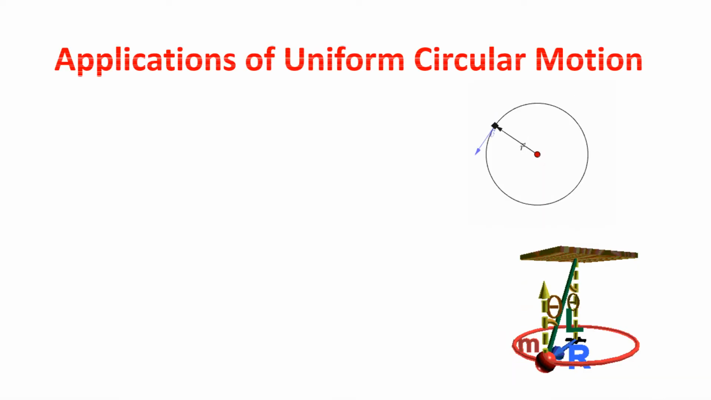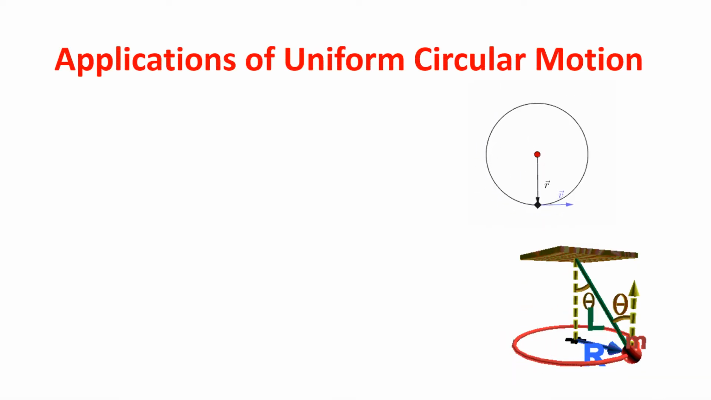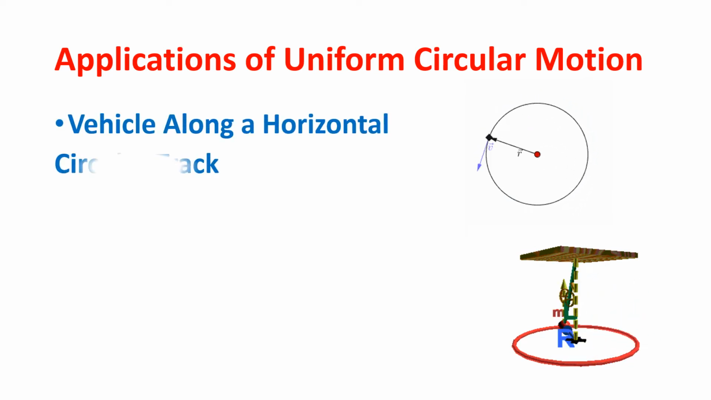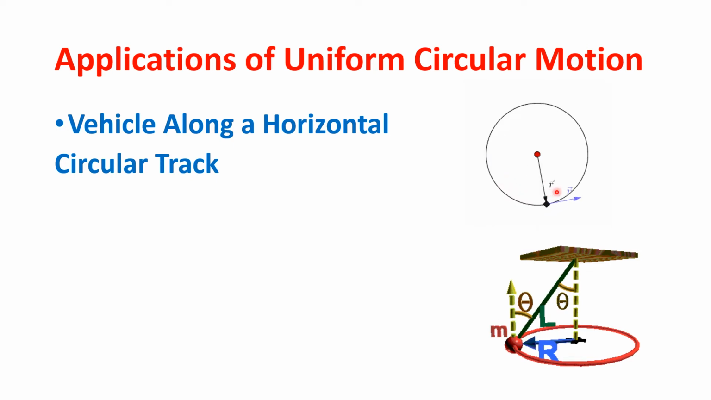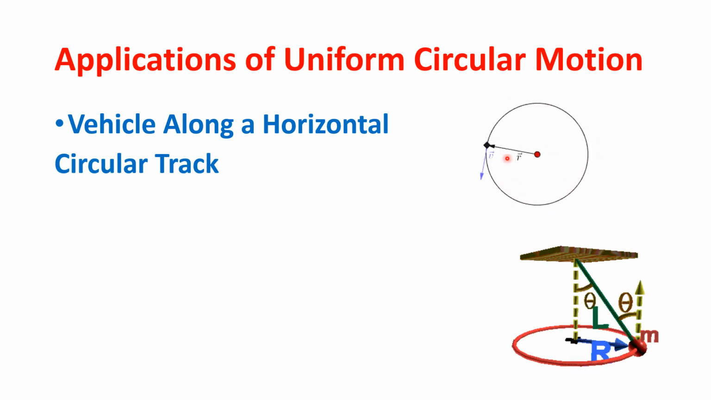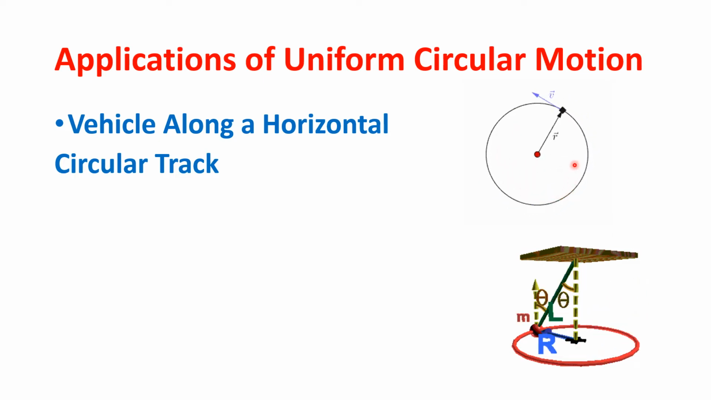Let us see some applications of uniform circular motion. First, a vehicle along a horizontal circular track. Here the bob is performing a horizontal circular motion. We are going to find out the maximum velocity required for a vehicle to move along a horizontal circular track.